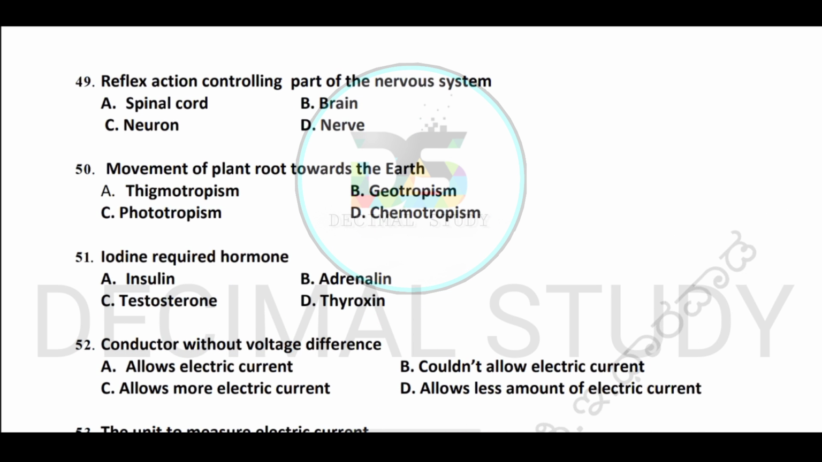Question number 49. Reflex action controlling part of nervous system. Options are spinal cord, brain, neuron, nerve. The right answer is spinal cord.